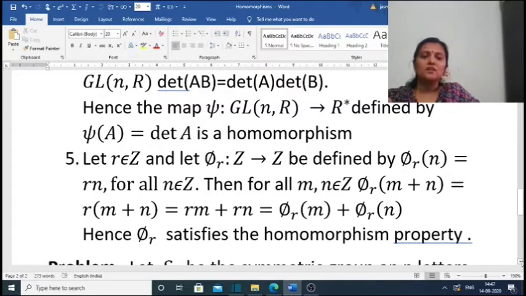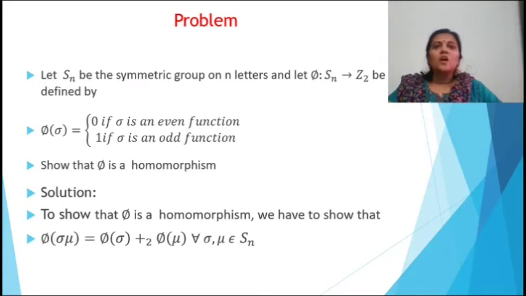Hence phi r satisfies the homomorphism property. Now we have a problem. Let Sn be the symmetric group on n letters and let phi from Sn to Z2 be defined by phi of sigma equal to 0 if sigma is an even function, equal to 1 if sigma is an odd function. Show that phi is a homomorphism.